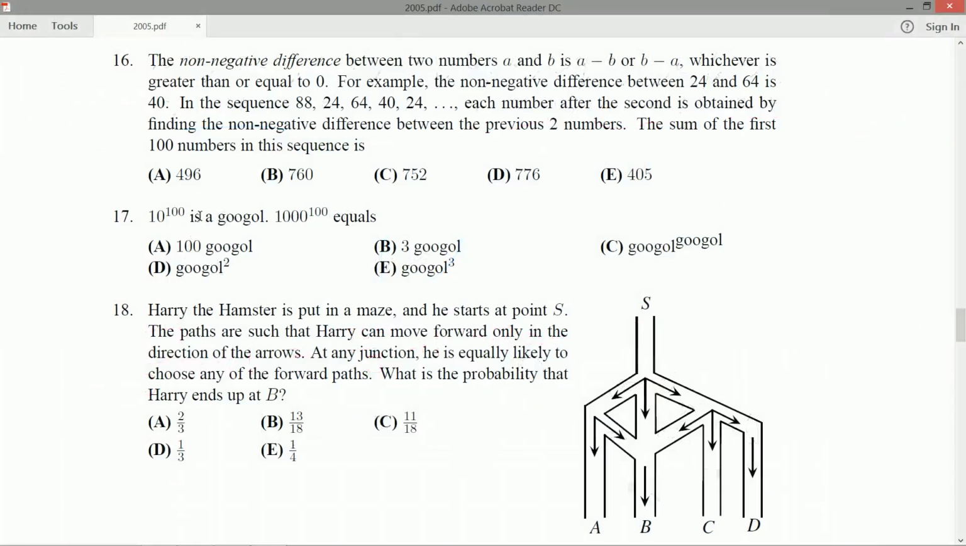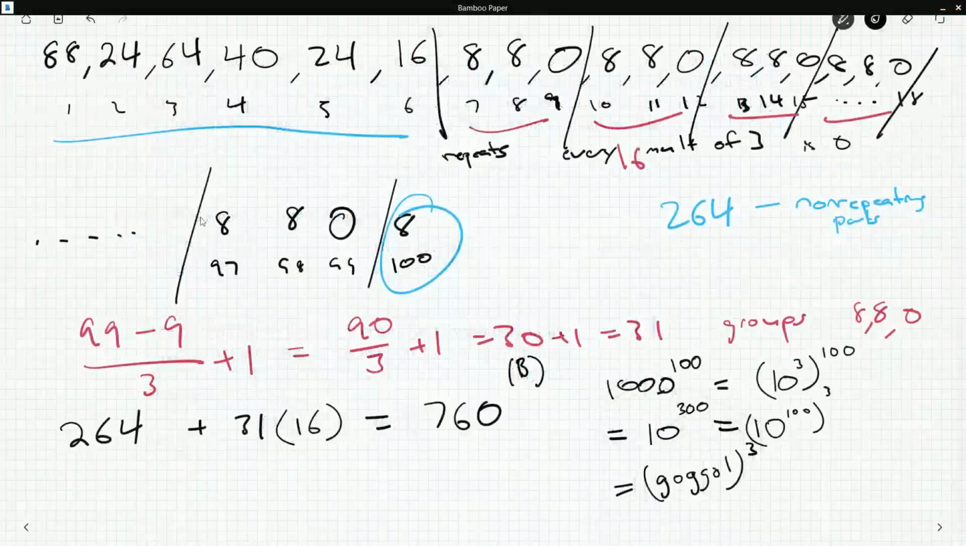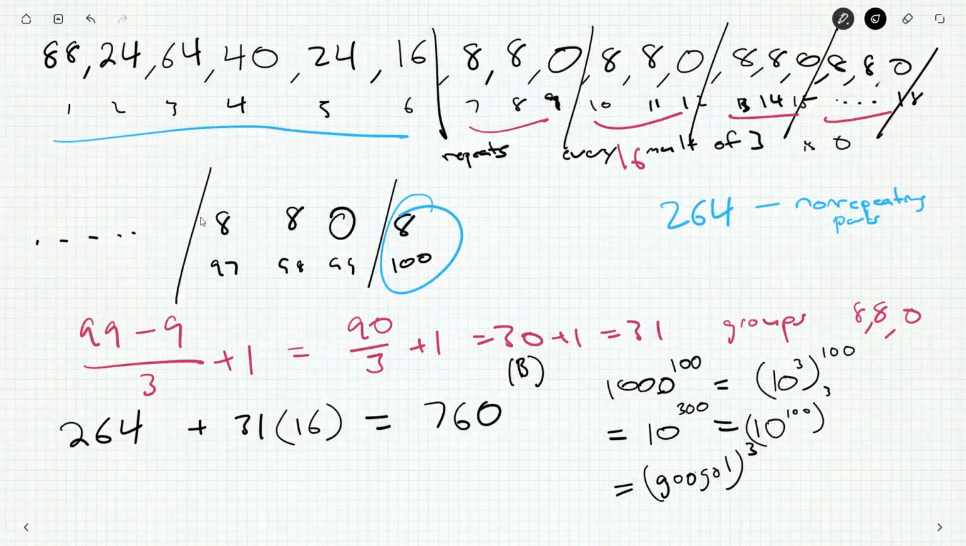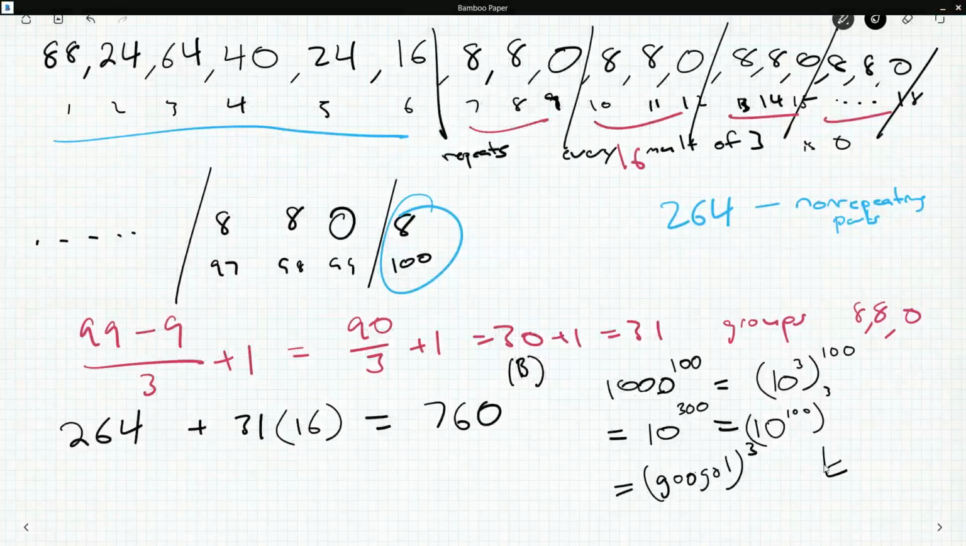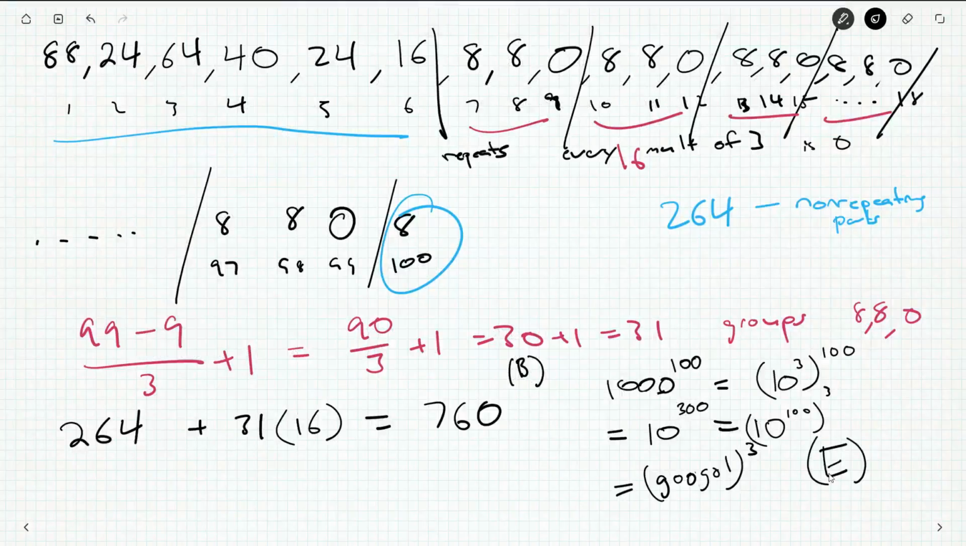Did I spell googol right? No, I have one too many G's and one too few O's. But googol cubed, that was one of our answers. It's E. So we didn't really need a whole lot of space for this one at all. It was just manipulating the 1,000 to the 100. What did you do to it?